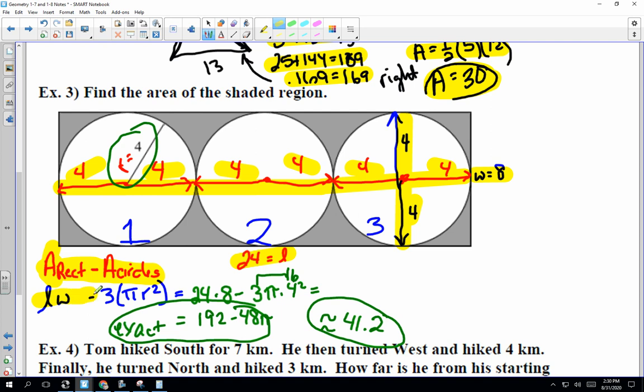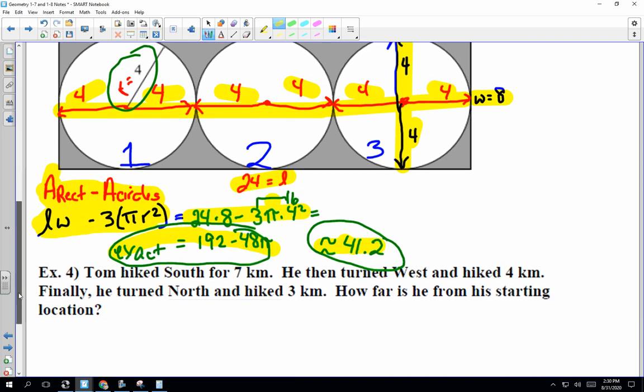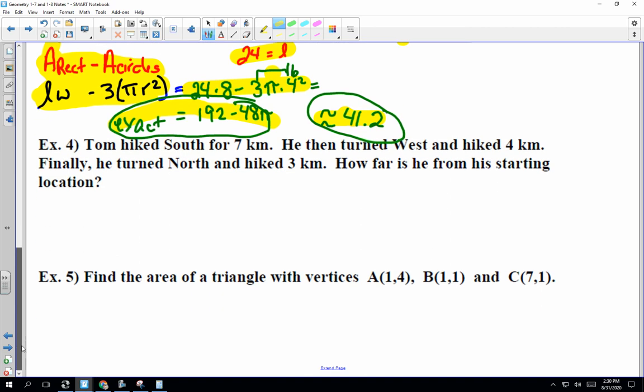Length times width is the area of a rectangle. Pi r squared is the area of a circle. We have 3 circles, so we're going times 3. 24 times 8 minus 3 pi 4 squared. Knowing that the exact answer is 192 minus 48 pi, and that the approximate answer is 41.2. Yay! 2 more examples. We are done.